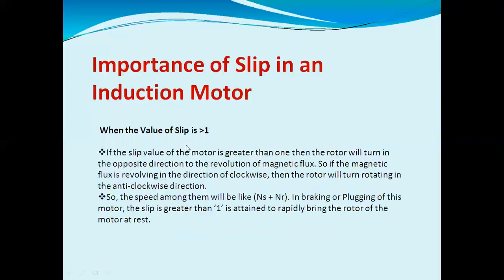And when the slip value of the motor is greater than 1, then the rotor will turn in the opposite direction of the revolution of the magnetic flux. So the magnetic flux is revolving in the clockwise direction and the rotor will rotate in the anti-clockwise direction. So NR becomes minus NR here. So the relative speed will be NS plus NR. This is braking or plugging of this motor.